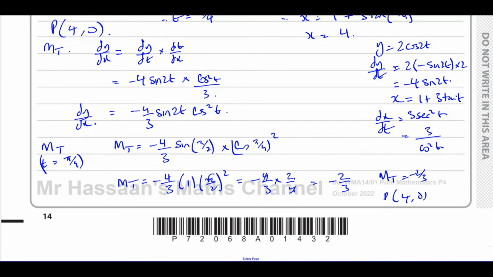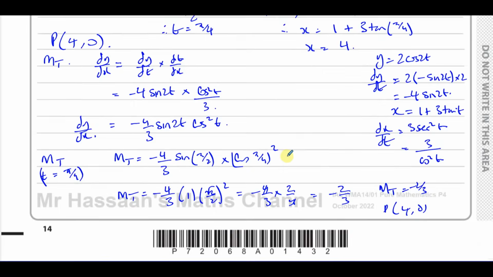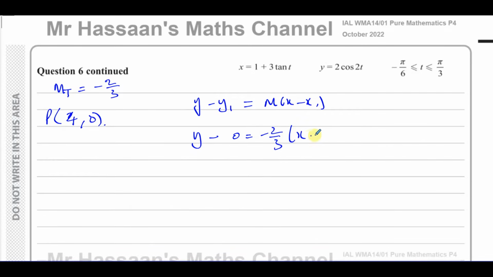So I'm going to go to the next page, and I'm going to work out the equation. We know the gradient is minus 2/3 and the point P is 4, 0. So we want to find the equation of the tangent. We have y minus y1 equals m times x minus x1. So you have y minus 0 equals m, which is minus 2/3, times x minus 4.